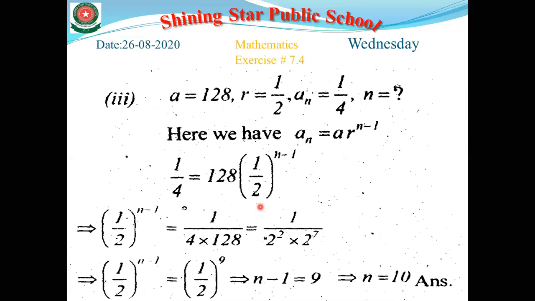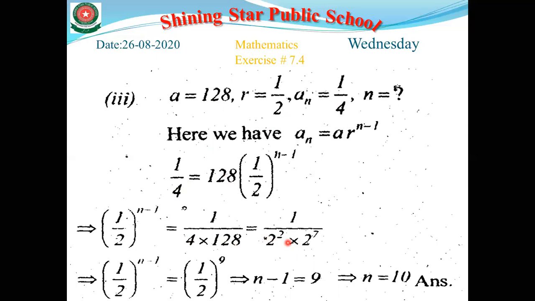Part number 3. A is equal to 128, R is equal to 1 over 2, and An is equal to 1 over 4. Find the n. Simple. Now, A is 128, R is 1 over 2, An is 1 over 4. We have to find n minus 1. So, we divide 128 to the left hand side. So, 4 multiplied by 128 is 2 power 7 multiplied by 2 power 2, which means 2 power 9.